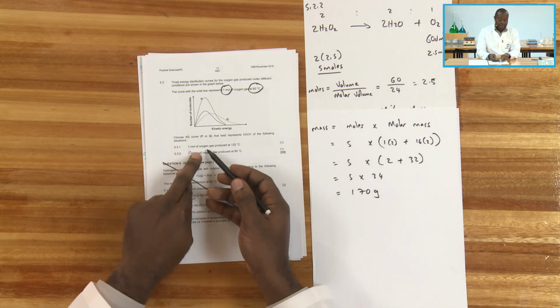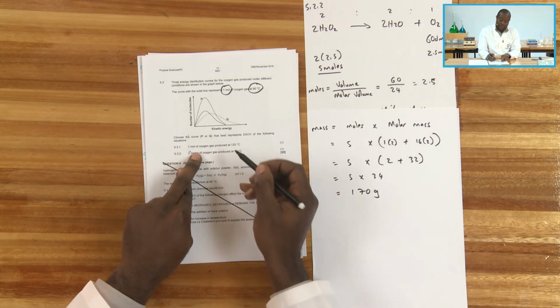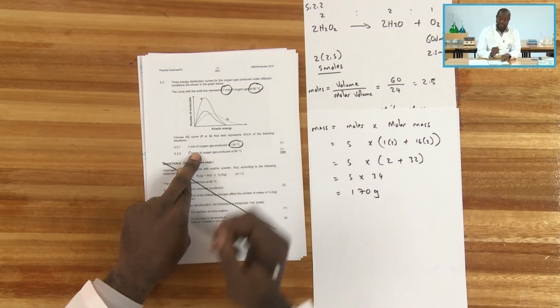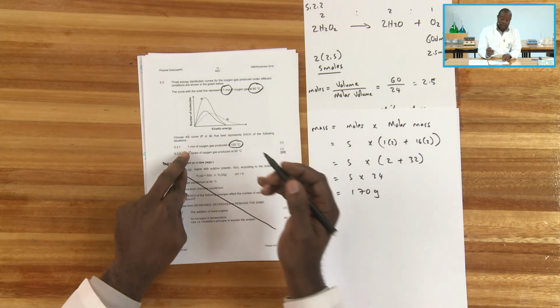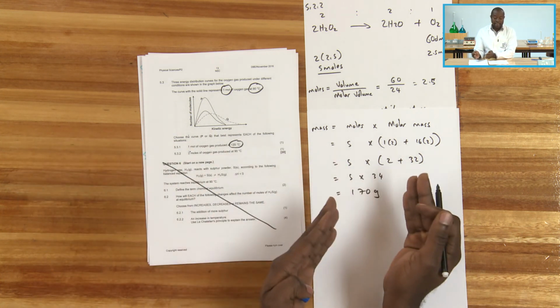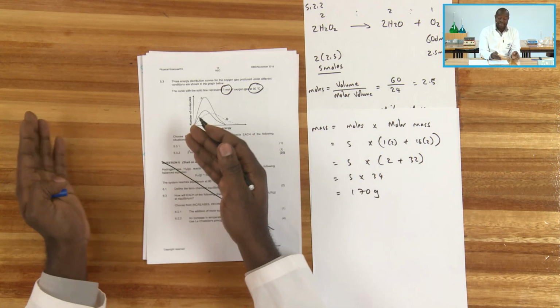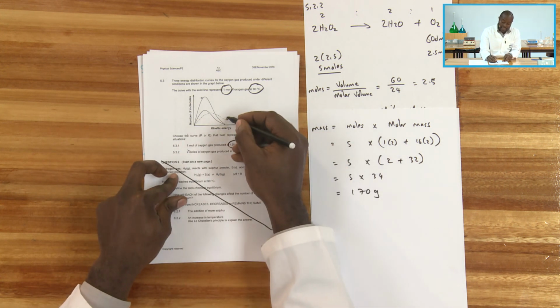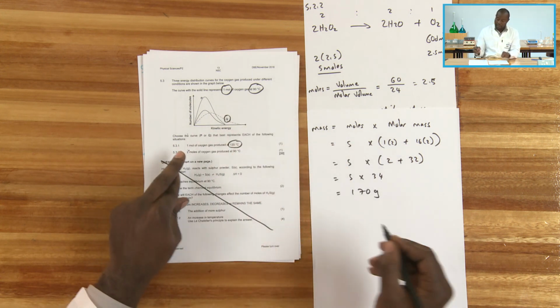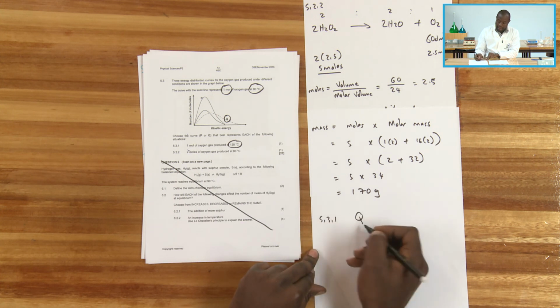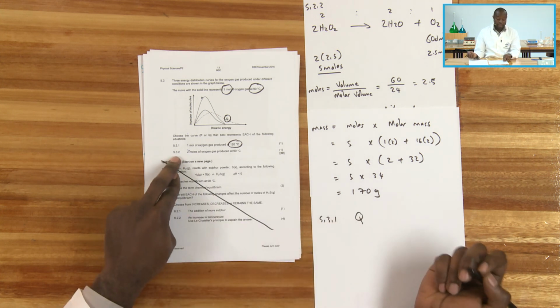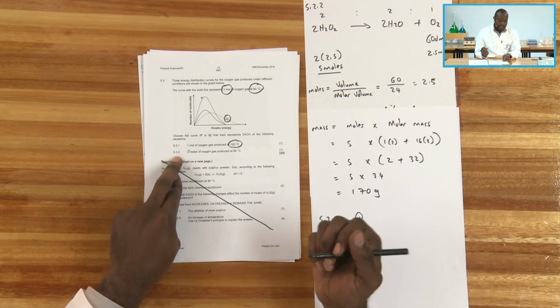1 mole of oxygen gas produced at 120 degrees Celsius. So we said that when we increase the temperature, our curve is going to shift to the right. So we're looking for the curve that is shifted to the right, and that curve is going to be Q. So for 5.3.1, our curve is going to be curve Q.